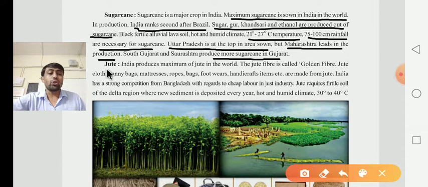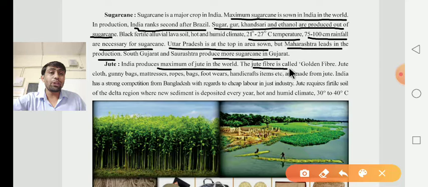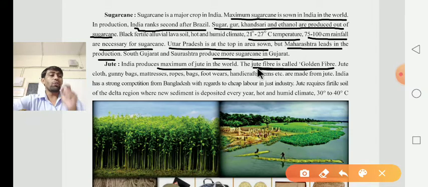What is jute? Jute means shorn. India produces the maximum jute in the world. Who produces the maximum jute in the world? India produces the maximum jute in the world. Jute fiber is called the golden fiber. Dear children, this is the most important question. What do they say? Jute fiber is also called golden fiber.